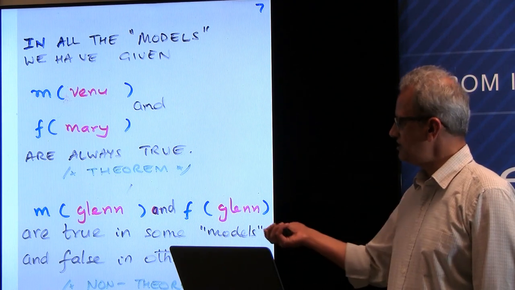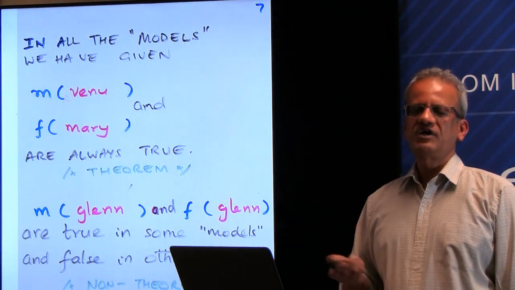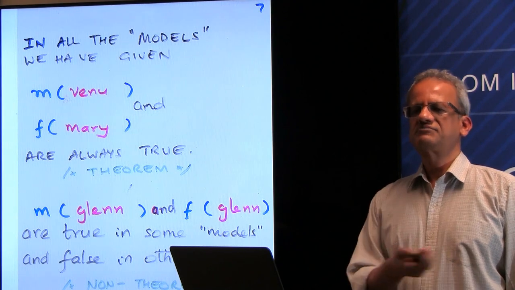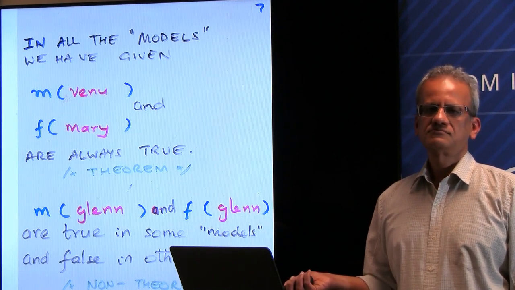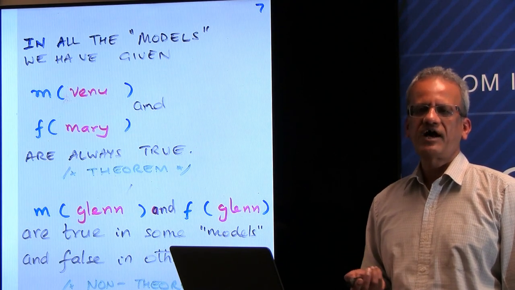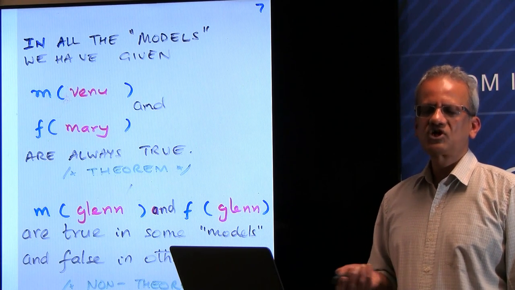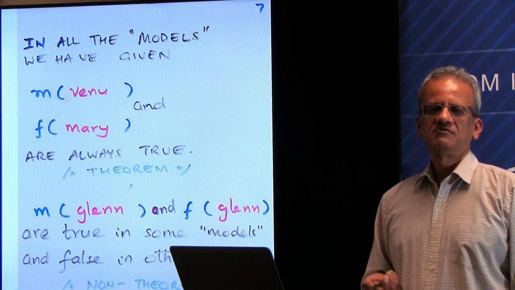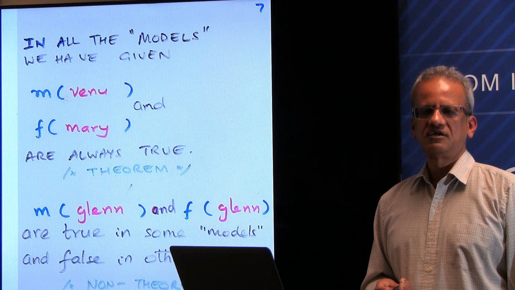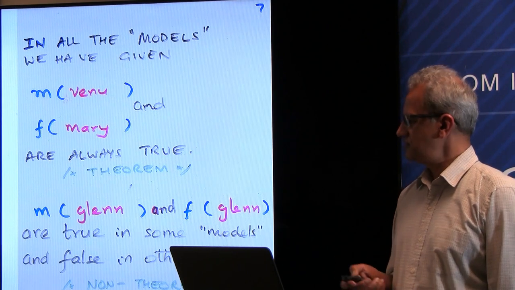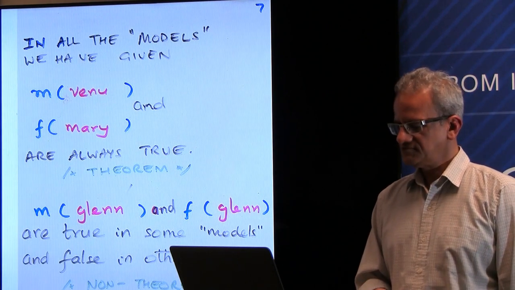But on the other hand, if you look at M of Glenn and F of Glenn, then sometimes it's true, sometimes it's false. So in that case, it doesn't have as much... So these are not sanctioned unless you provide additional input axioms.